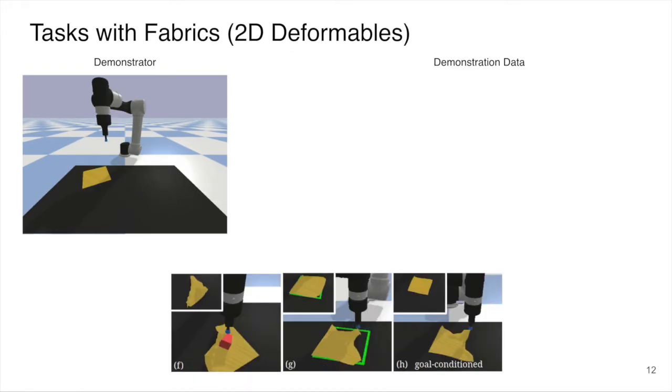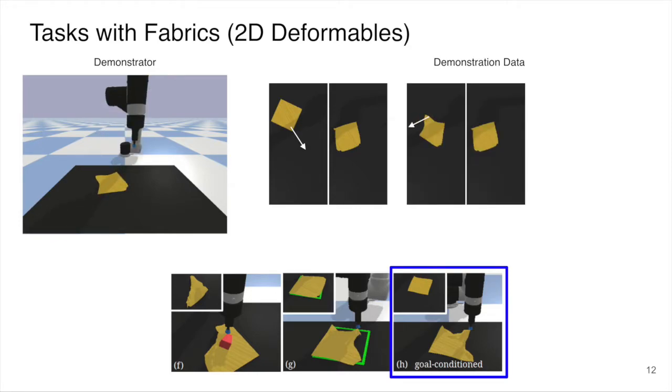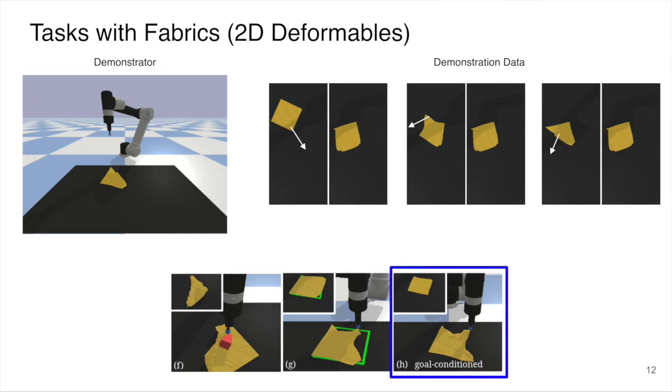We also have tasks that have fabric. These include wrapping items or smoothing fabric, where the smoothing can be towards a target zone specified on the workspace or a target zone specified with a held-out goal image in the goal-conditioned variant. So in this case, for example, given the goal image, the demonstrator takes a sequence of pick and place actions on the fabric corner in order to get the fabric to be aligned with what is conveyed in the goal image.